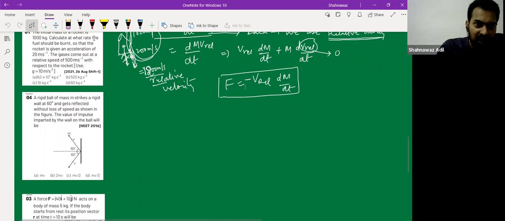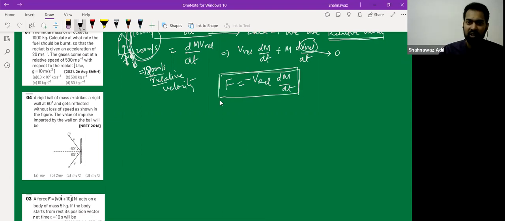So calculate the rate the fuel should be burned. This is the rate of fuel burning, right? So please remember this formula. For a rocket fuel system, we use this formula. We don't use this formula, right? For a rocket system, we don't use this formula.